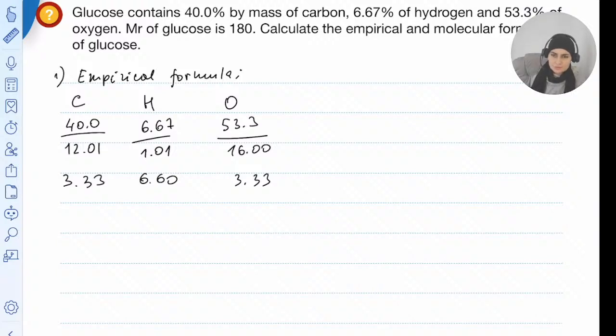Obviously, these are not whole numbers. And what do we like? We like whole numbers. To get whole numbers, the first thing that you could do is divide all of the numbers by the smallest. So by 3.33, you get 1. 6.6 over 3.33 is 1.98, that's close enough to 2. So 2, 1. Right, we got our whole numbers. It means that our empirical formula would be C1H2O1, so CH2O.